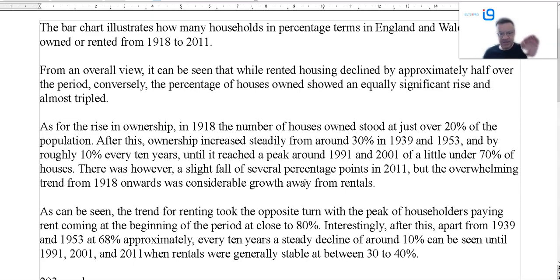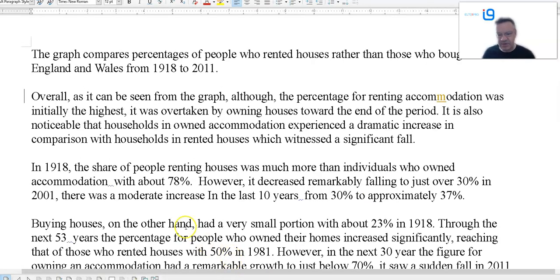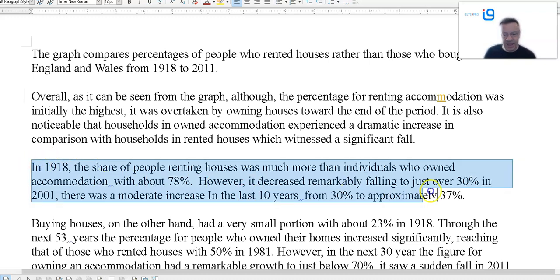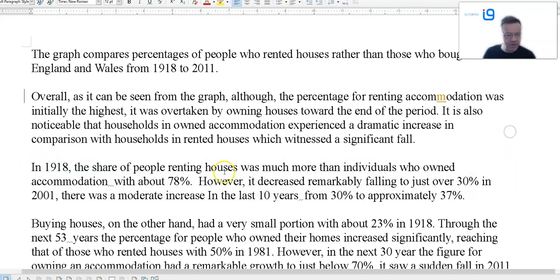20%, 30%, and then roughly 10% every 10 years until it peaked around 1991, and then, however, a slight fall. Okay, which is not quite what this one says. So there's a bit of data missing, I think, from that paragraph.